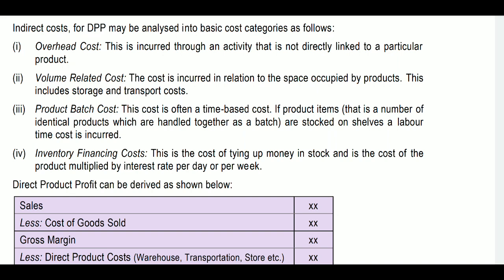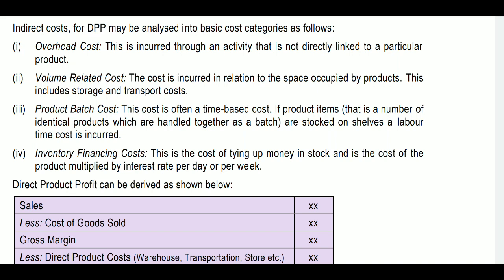Product batch cost is a one time, often time based cost. If a number of identical products are handled together as a batch, then we will incur this product cost, such as stocked slaves of labor time cost incurred. Next, inventory financing cost is the cost of the time value of money in stock, and is the cost of product multiplied by interest rates per day or per week. If you take any financing for inventory, we will have inventory financing cost.